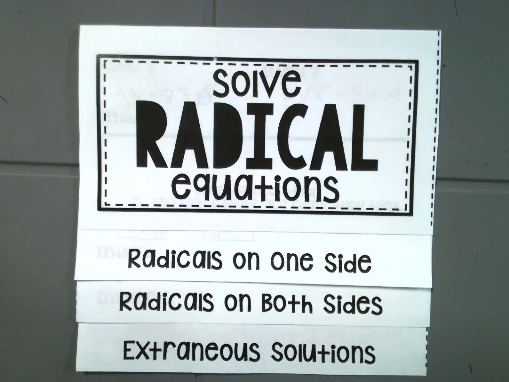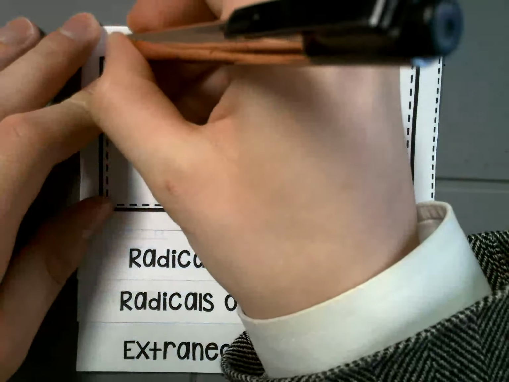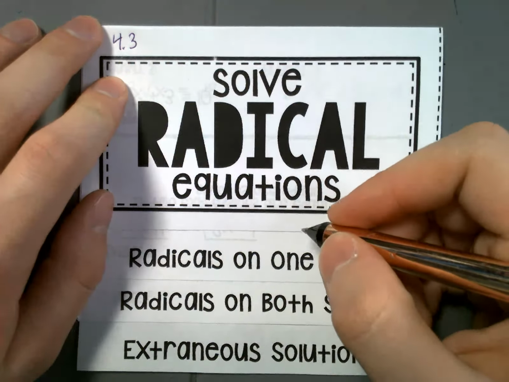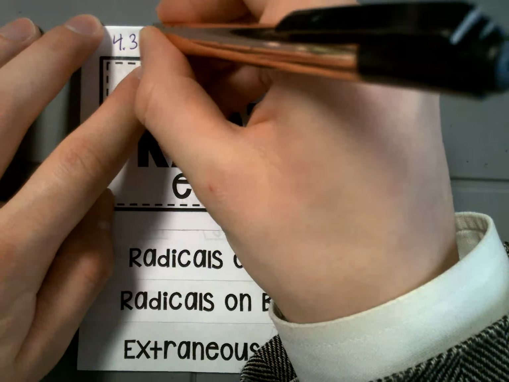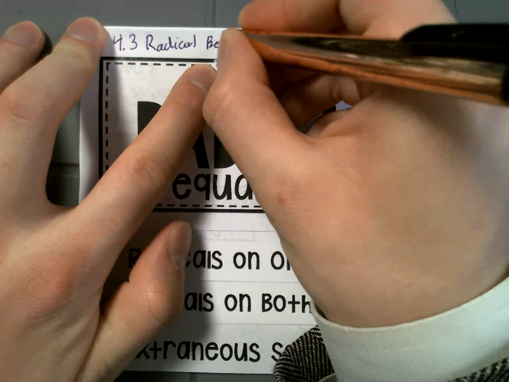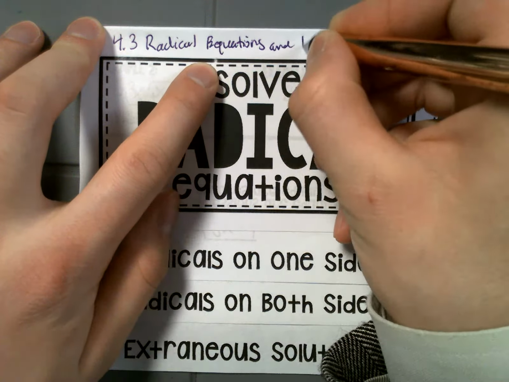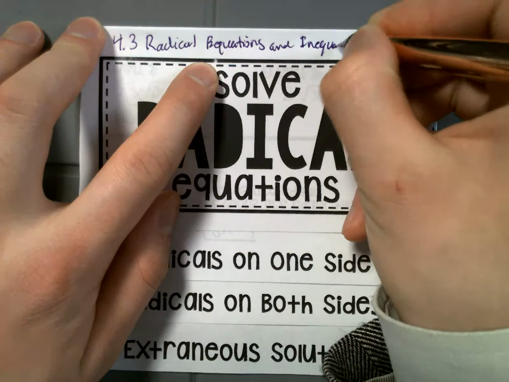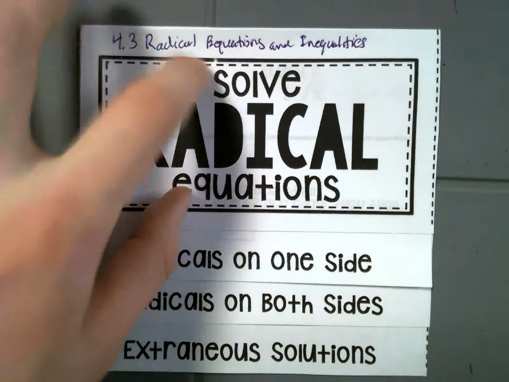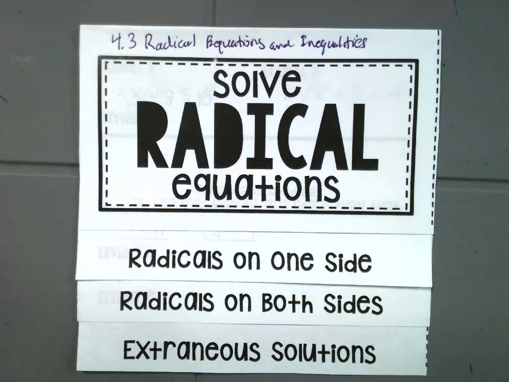So we are going to be talking today about solving radical equations. This is the first part of 4.3, but we're just going to call it 4.3 because they're kind of put together. This section is called radical equations and inequalities, but we're just going to start with the radical equations part today. Nothing too crazy there.